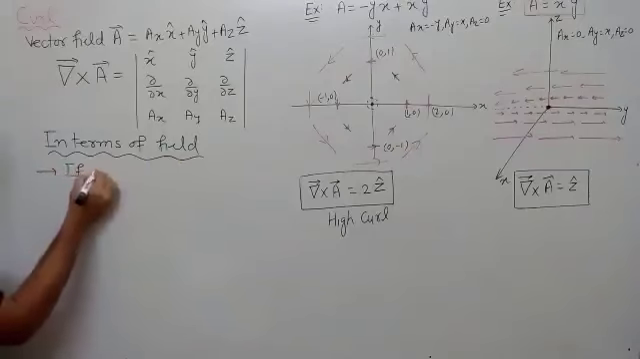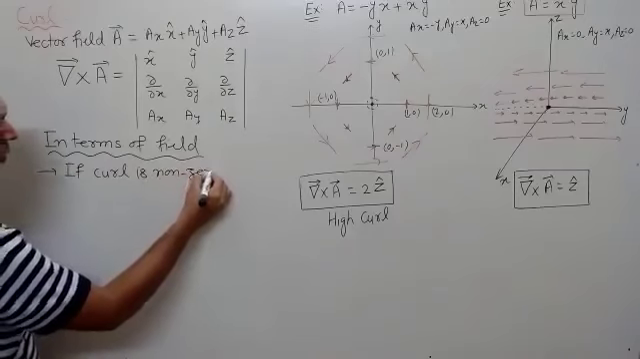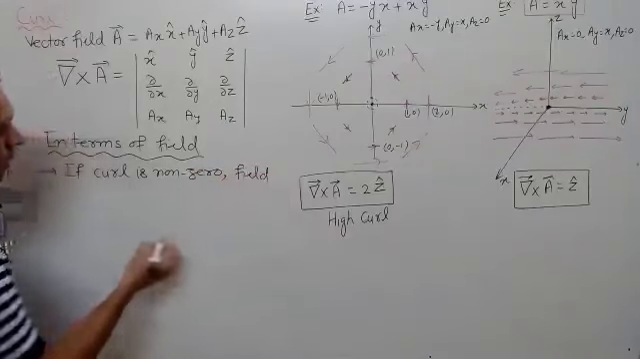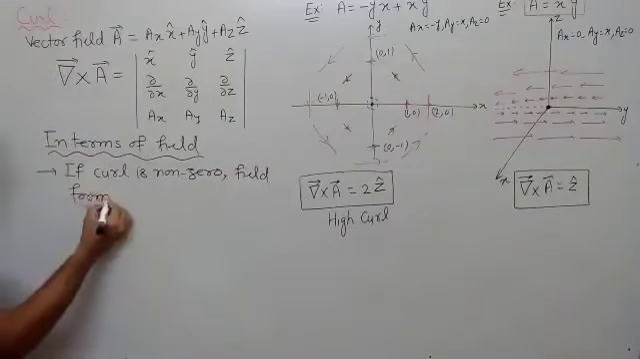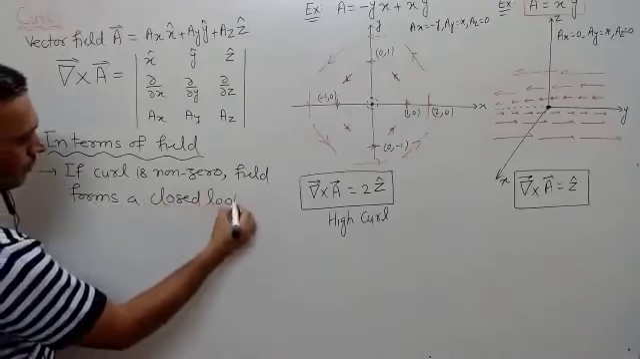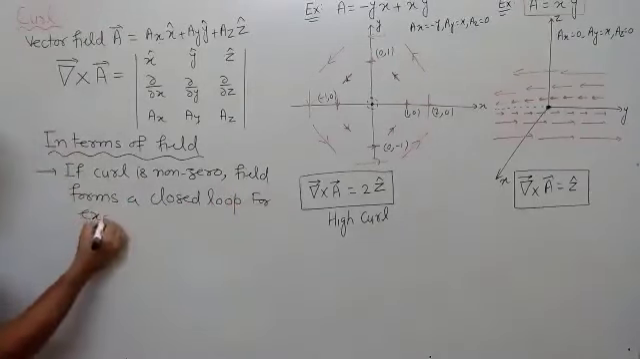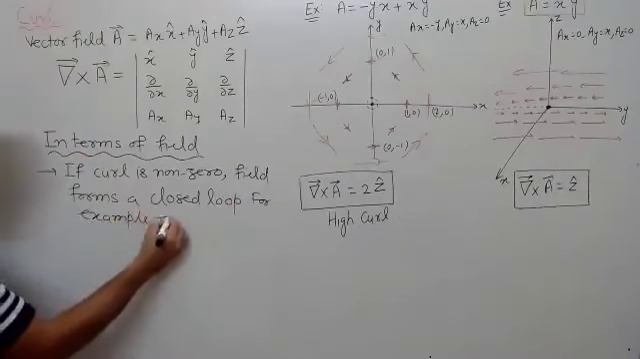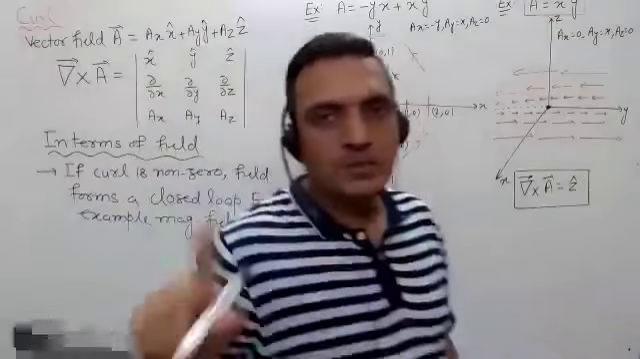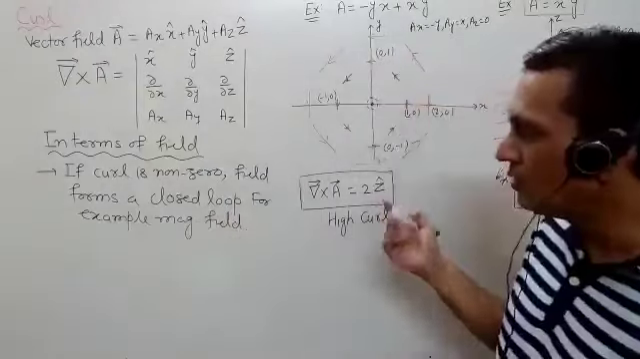So in terms of field, if curl is non-zero, then the field forms a closed loop. For example, magnetic field. You know that magnetic field forms a closed loop. So you will see in magnetic field curl is non-zero.